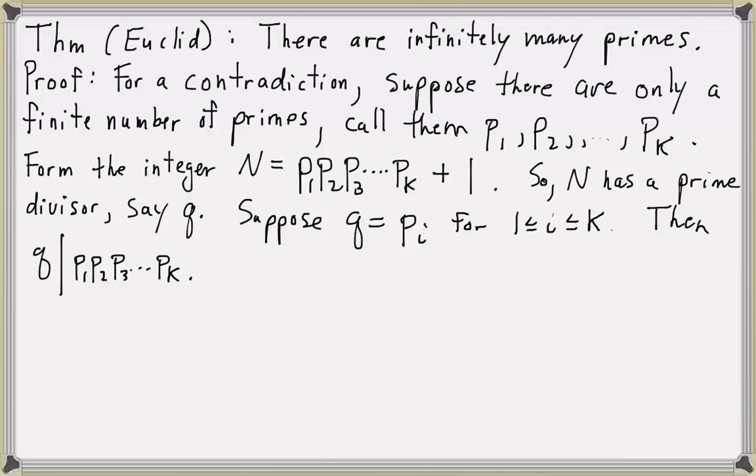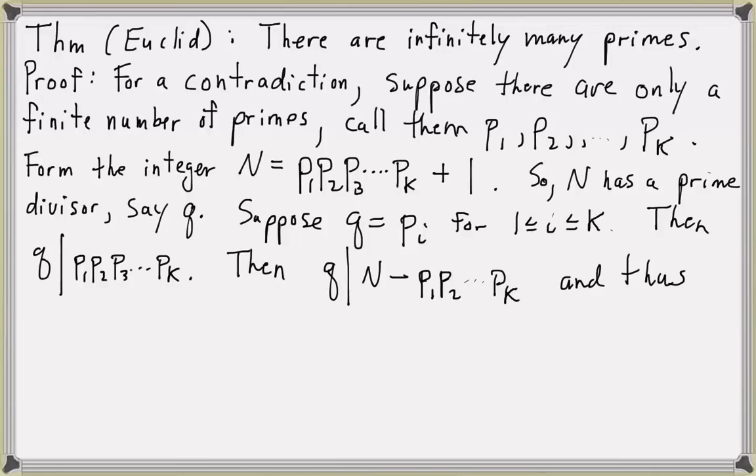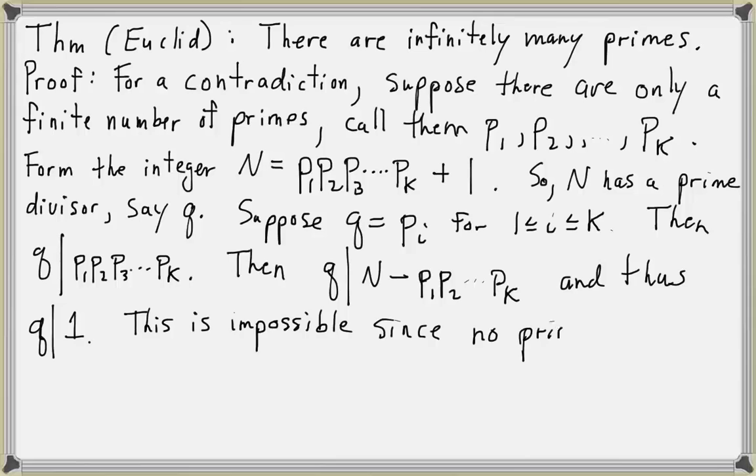But we already said that Q divides N, so Q would divide any linear combination of N and this product of primes. So in particular, Q would divide N minus the product P1 times P2 all the way up to PK, but this equals 1. So we can conclude that Q, which is a prime number, divides the number 1. But this is impossible because no prime number divides 1. No prime divides the number 1.